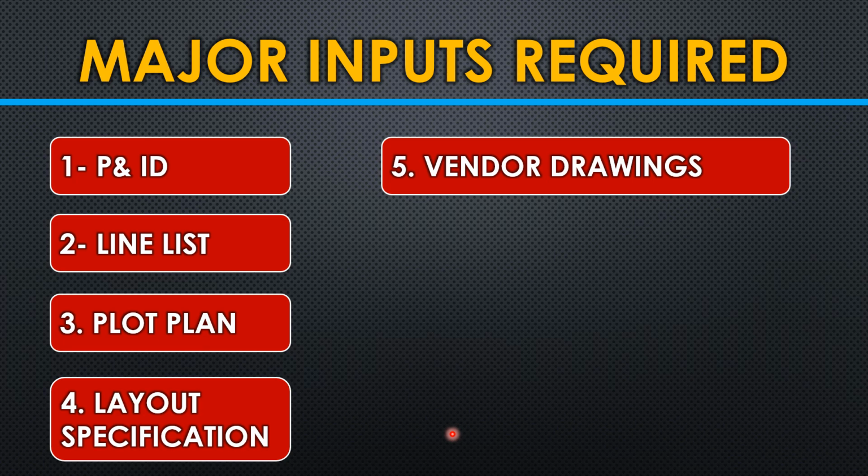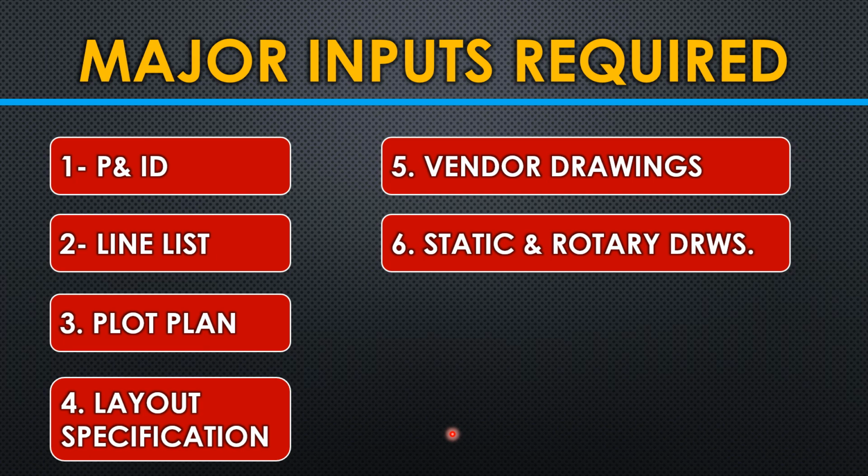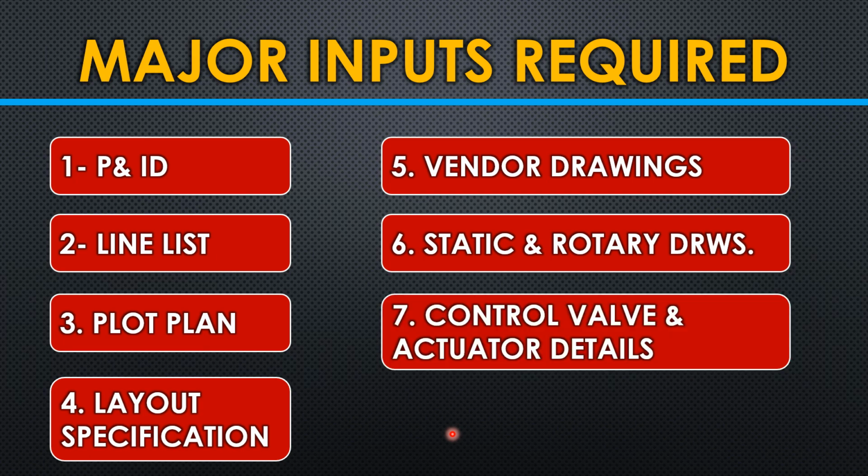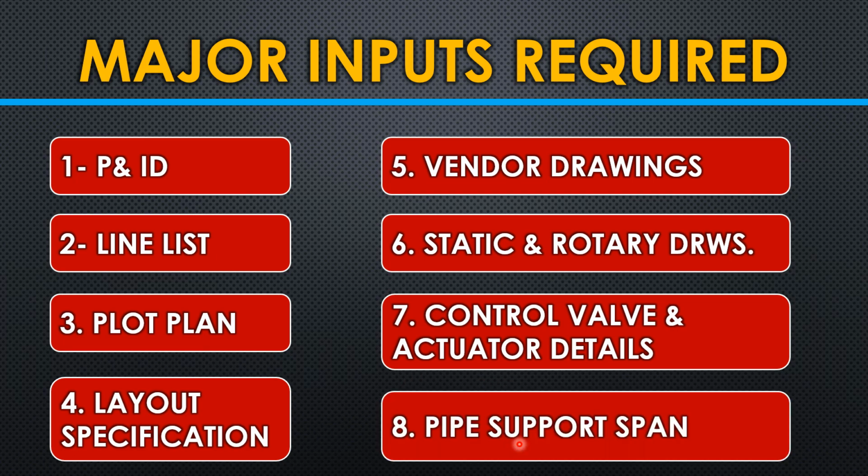So like strainer drawings, you need to have what is the flange rating and what is the actual size. So spring supports, all the vendor details you need. Then you need to have the static and rotary drawings, like pumps and pressure vessel drawings. Then you need to have the control valves and actuator details, because these details you get from the C&A, like the instrumentation team. So these are not the standard valves, so the dimensions will vary, actuator size will vary, actuator dimension will vary. So these details you need to have in order to effectively plan your piping GA.